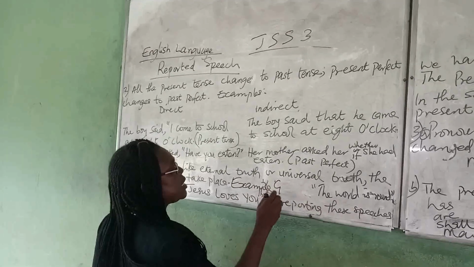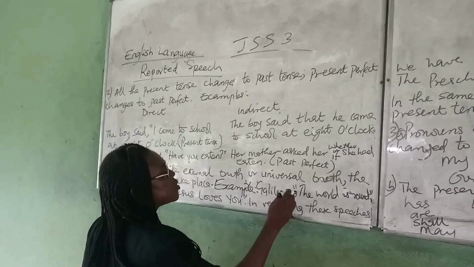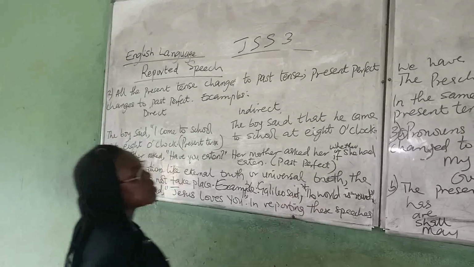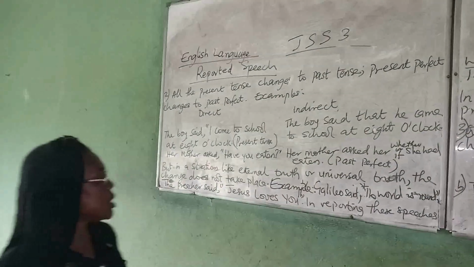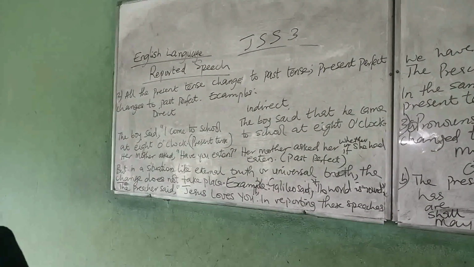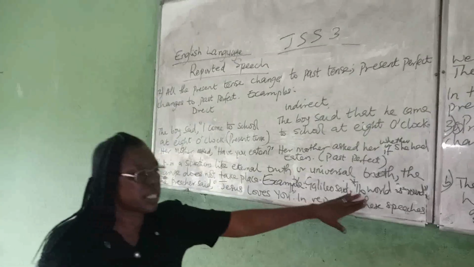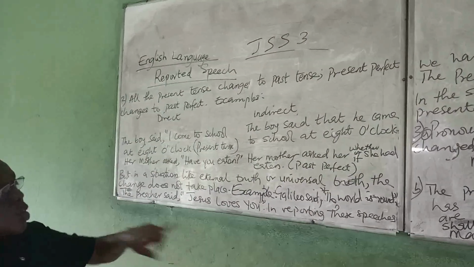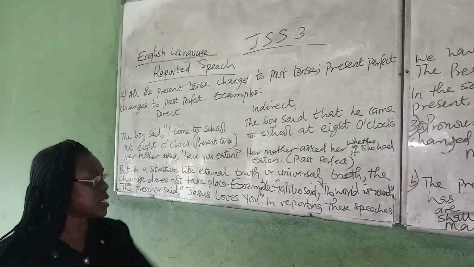So we have: Galileo said the world is round. Now, in reporting this, I will say Galileo said that the world is round. Reason: the world is still there, and nobody has disproved Galileo to show that the world is not round. So based on that, it's what we refer to as universal truth. It is there, and it has not been changed.